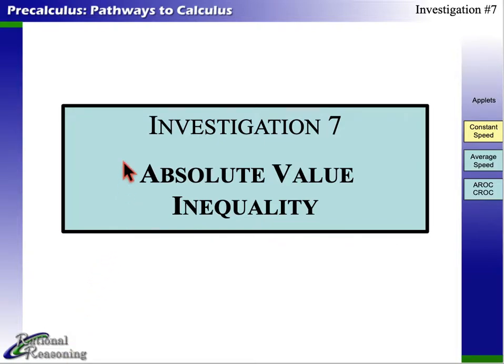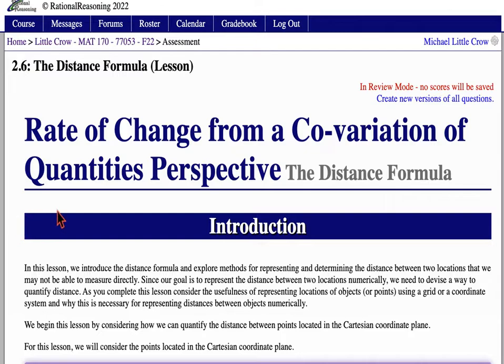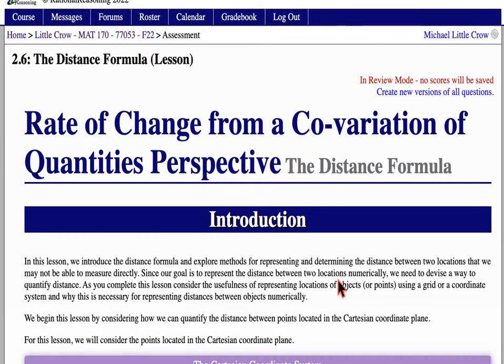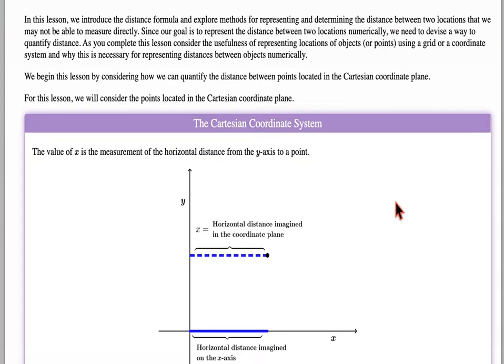I guess before I go on, let's take a look. Some of the lessons, while you're not required to do these, if you feel ready, you can go ahead and go. Notice the lessons are still open. They're in review mode. Don't worry about scores. We'll look at the homework.